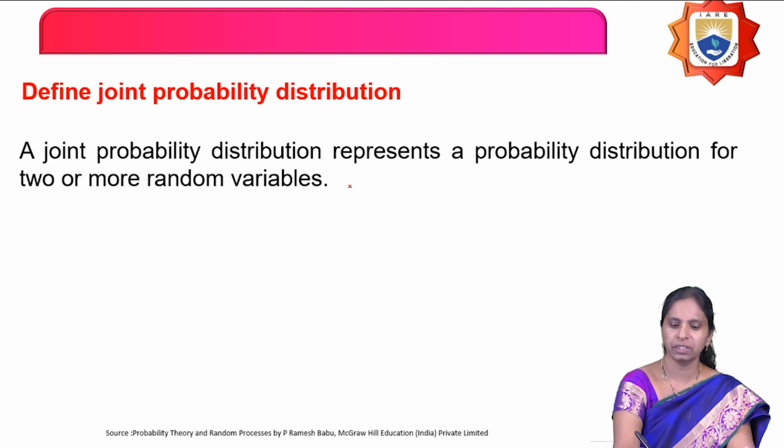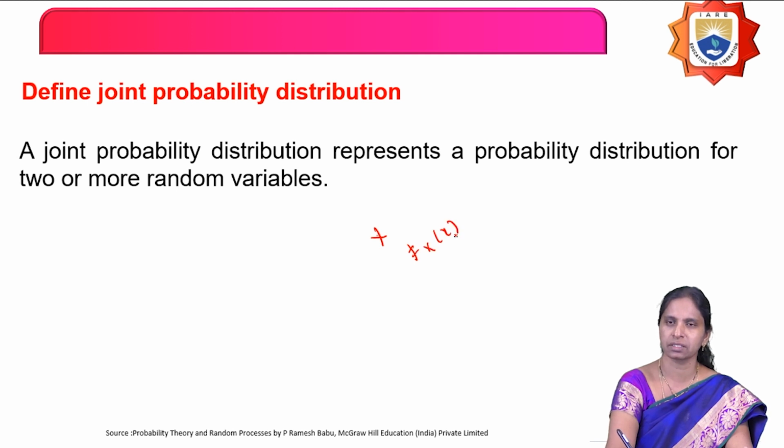Next definition is define joint probability distribution function. The probability distribution function of a random variable X is denoted by Fx of X. It is the probability that the random variable X takes a value up to x. This is the probability distribution function for a single random variable X.